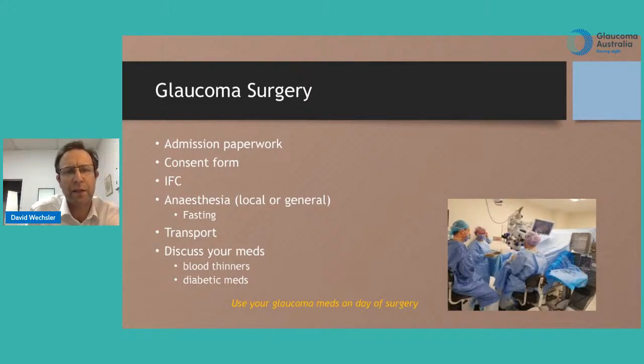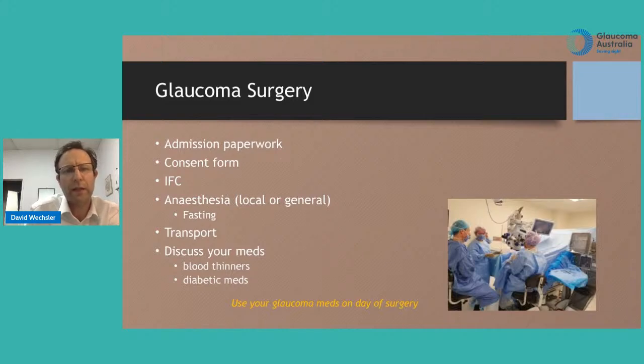And you will have to fast for the procedure. You'll need someone to bring you to the hospital and take you home. You're not allowed to drive yourself, and you're not allowed to leave unattended. So you have to have someone with you. And it's important to discuss your medications before the operation. The anaesthetist will want to know, but your ophthalmologist will want to know as well. In particular, blood thinners are important.